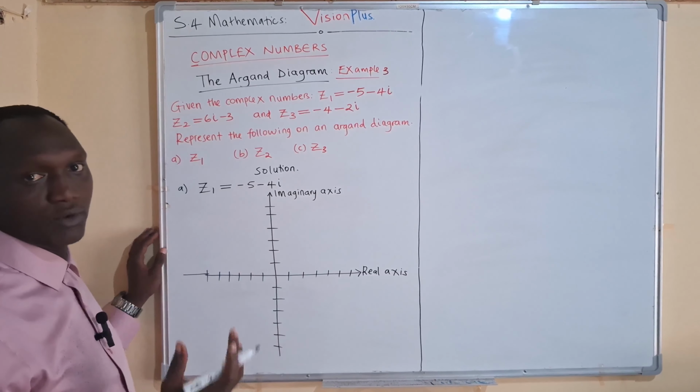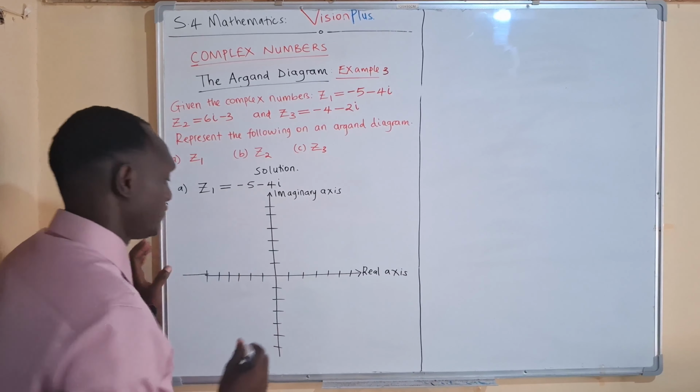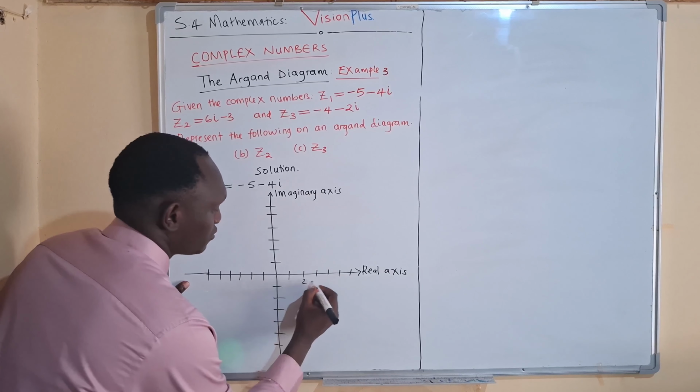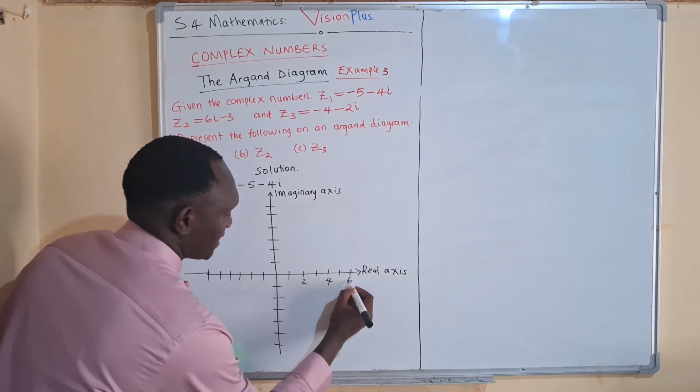Because we need to accommodate the maximum number, which is 5. So this is 1, I'll call this 2, 3, 4, 5, 6.